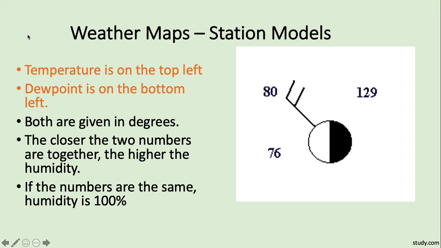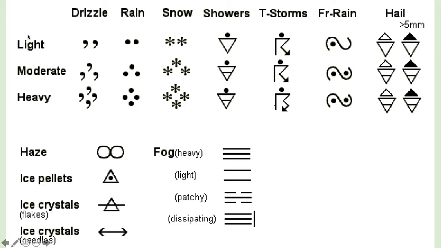Temperature is on the top left in degrees. Dew point is on the bottom left. The closer the two numbers are together, the higher the humidity. If the numbers are the same, the humidity is 100%, because the dew point is the temperature at which humidity would be 100%. The hotter the temperature is, the more moisture the air can hold. So if the temperature and dew point are the same, humidity is 100%.